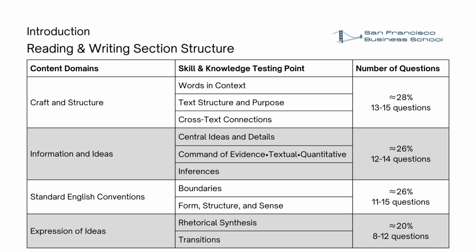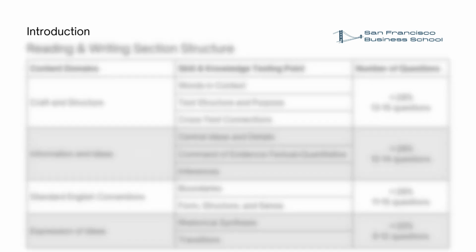The fourth and last content domain is the expression of ideas. This content domain measures the ability to revise texts to improve the effectiveness of written expression and to meet specific rhetorical goals. There are 2 skills and knowledge testing points in the expression of ideas content domain. These are rhetorical synthesis and transitions. Roughly 20% of the questions in the reading and writing section will come from the expression of ideas content domain. That makes around 8 to 12 questions.